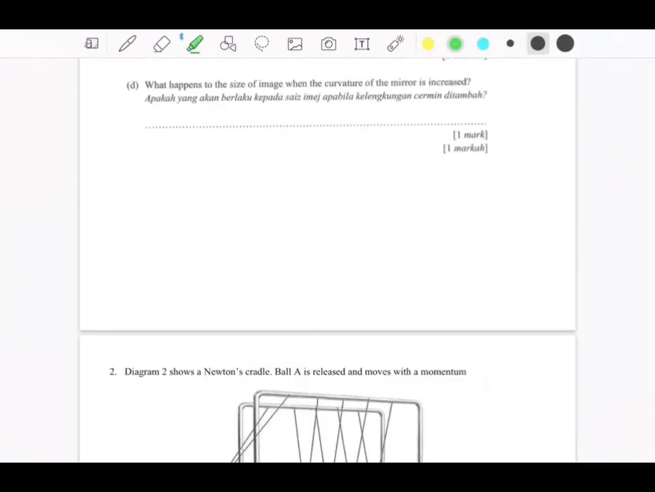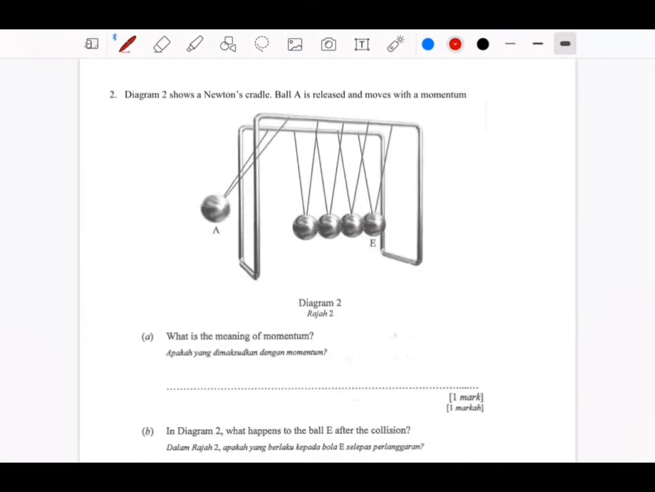Part D, what happened to the size of the image when the curvature of the mirror is increased? When the curvature increases, the size of the image will be increased also. So question 2 is regarding the momentum. Okay, part A, what is the meaning of momentum? So this is quite a popular question. The question always asks you about the meaning of momentum.